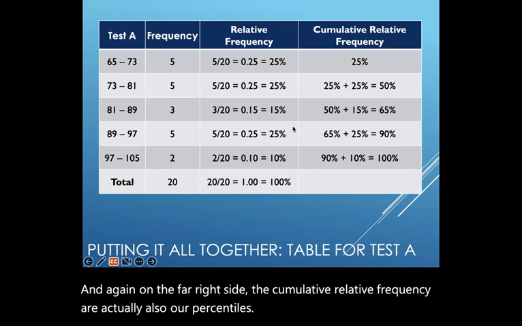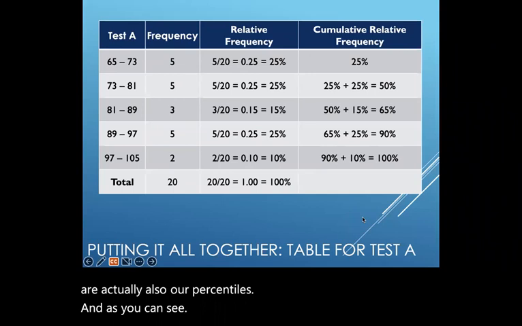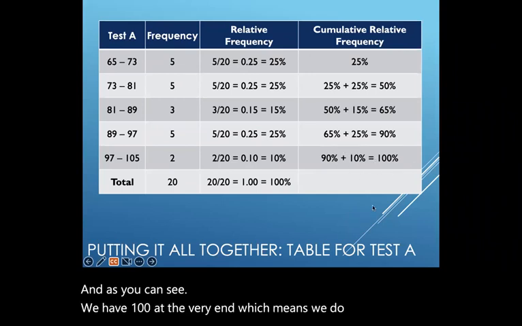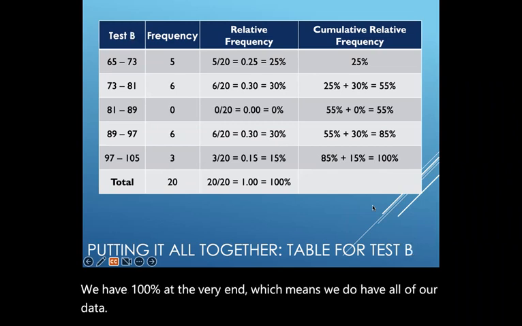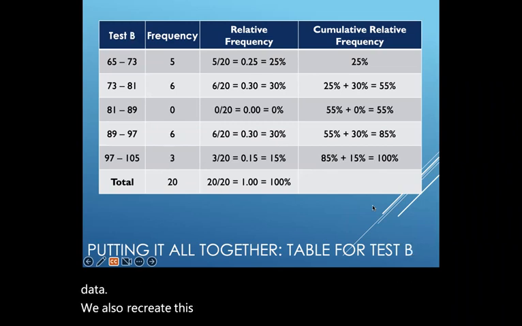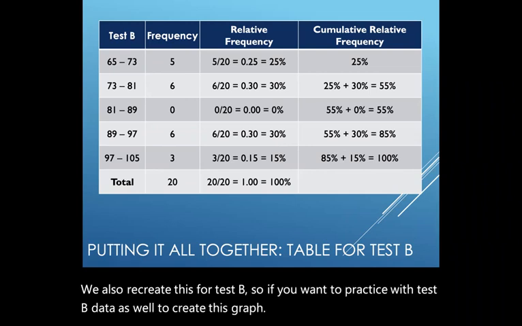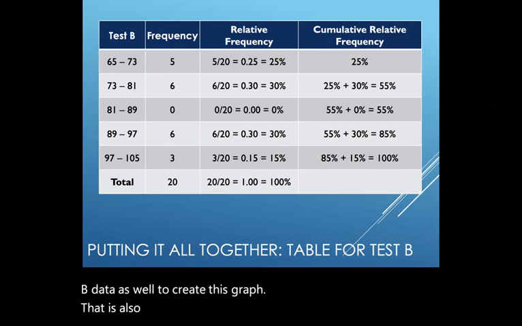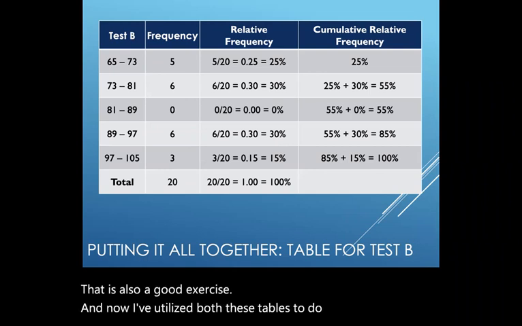And as you can see, we have 100% at the very end, which means we do have all of our data. We also recreate this for test B. So if you want to practice with test B data as well to create this graph, that is also a good exercise. And now I've utilized both these tables to do a side-by-side histogram.